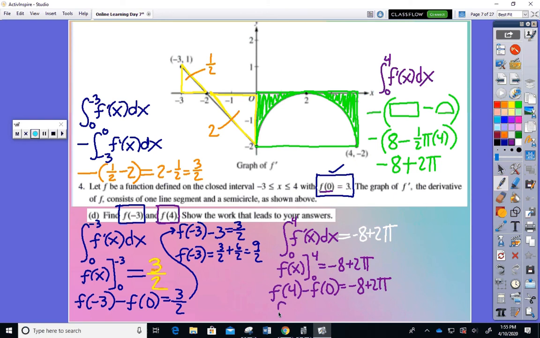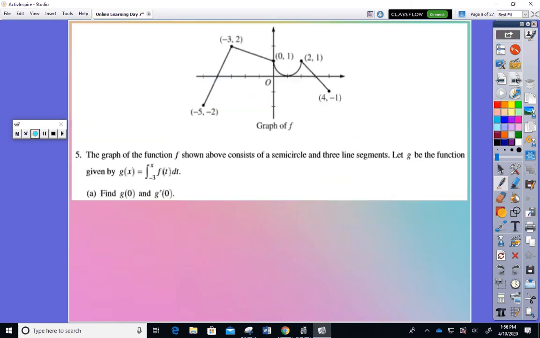All right, I want f of 4. It's going to be negative 8 plus 2 pi plus f of 0. So plus f of 0 would be plus 3. So on this one, I'm getting 2 pi and then minus 5. Okay, so I love those kinds of questions, and sometimes I think they're pretty cool to work out, but sometimes you really have to be on your toes to recognize, oh, it's one of those.